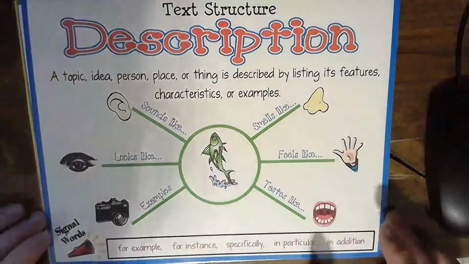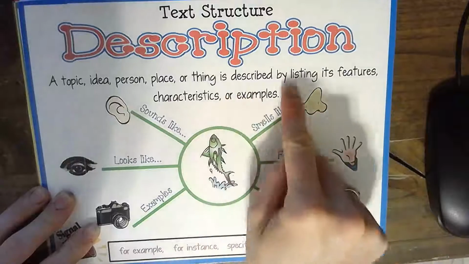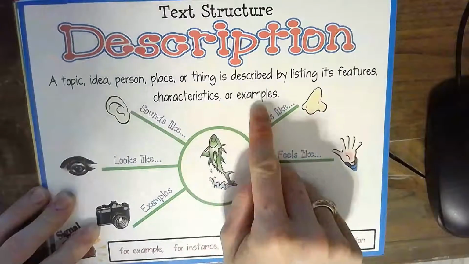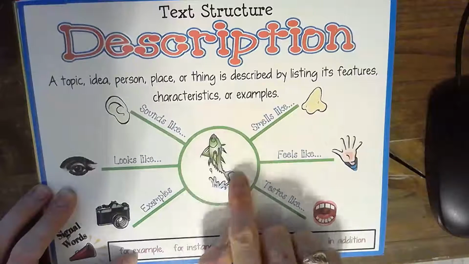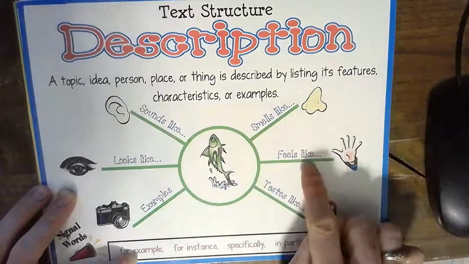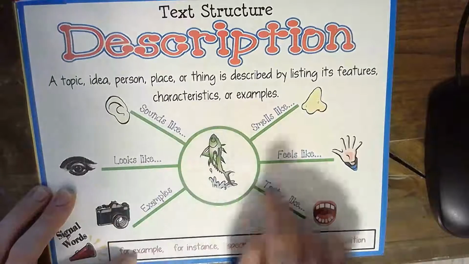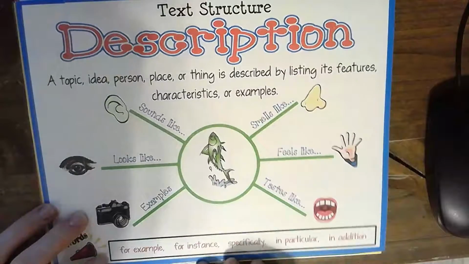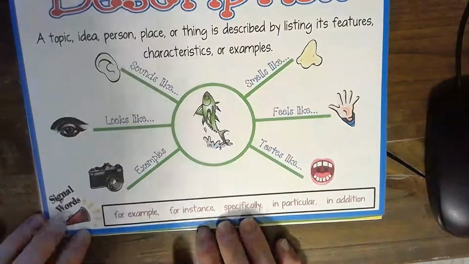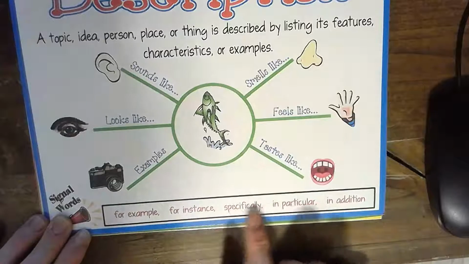The next one we have is description. A topic, idea, person, place, or thing is described by listing its features, characteristics, or examples. So here we have our main topic in the middle, and then we would have our different descriptions coming off of that circle in the middle. Sometimes you could call this a bubble map. That's your graphic organizer.